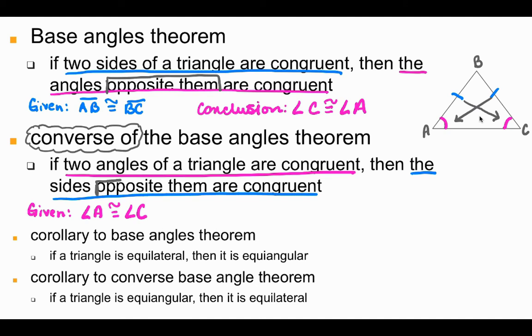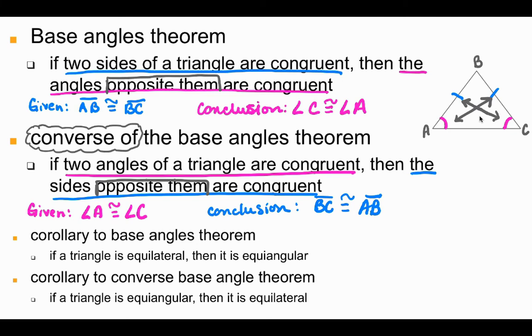So there's that phrase again, opposite them. So if you go opposite angle A, you'd be looking at the side BC. And if you go opposite angle C, you'd be looking at the side AB. So our conclusion would be that our side BC is congruent to our side AB.